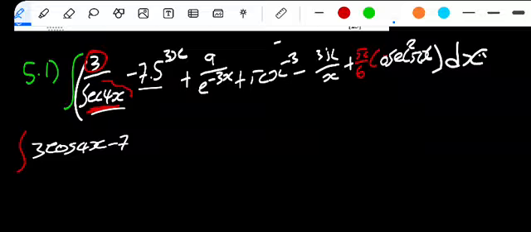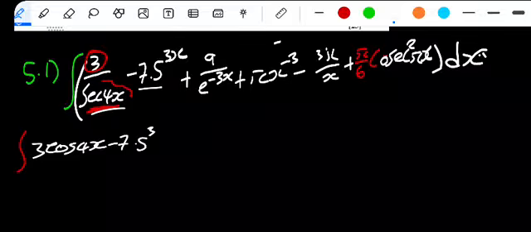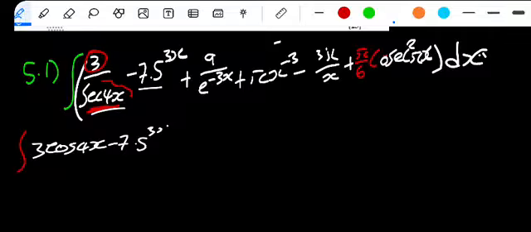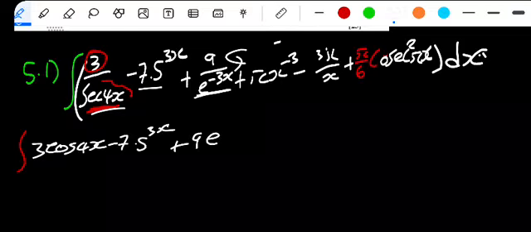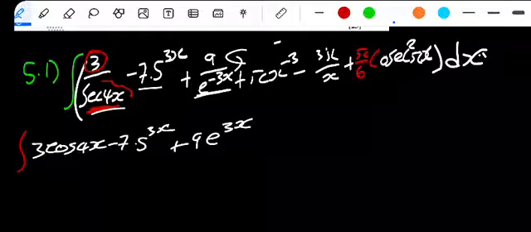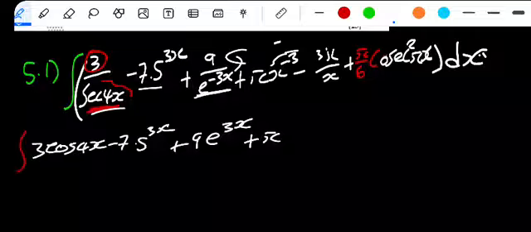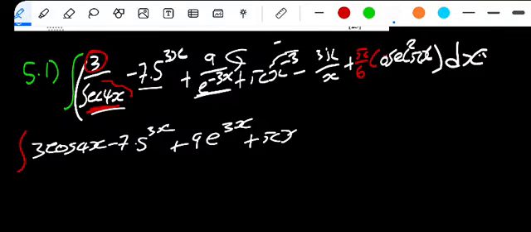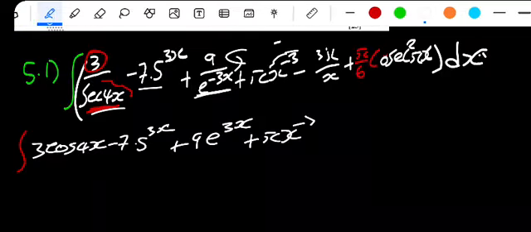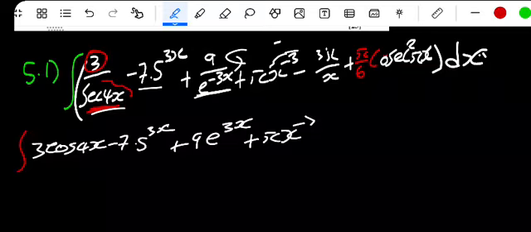Minus 7 comma 5 to the 3x. Plus, we have to take this to the top so that it becomes positive. We'll have 9 e to the positive 3x, so our exponents will change there. Plus we have our pi, this is fine like this. We have x raised to the power of minus 3 there. Good.